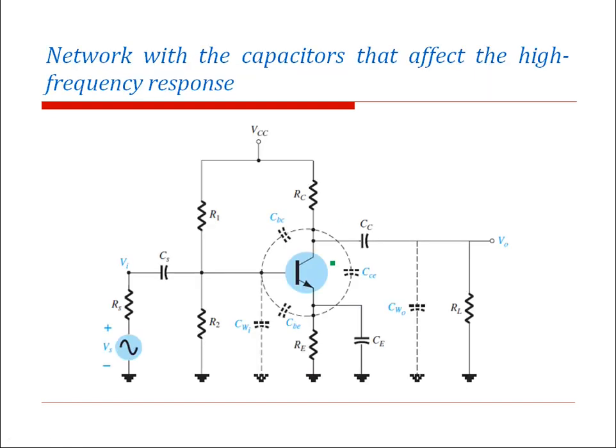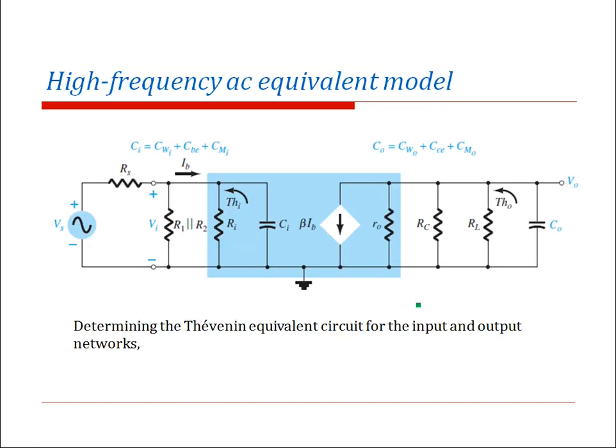Now the network with capacitors that affect the high frequency response, you are already familiar with these capacitances: CBC, CW wiring capacitances, then CBE, CCE, CWO, etc. These capacitors are coming into picture only at high frequencies. Now the high frequency AC equivalent model, from this circuit you are drawing this model.